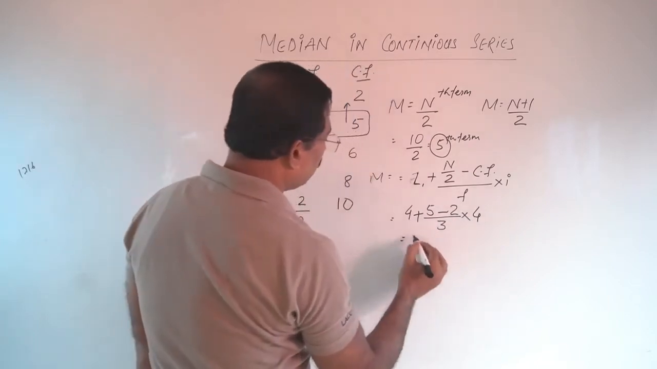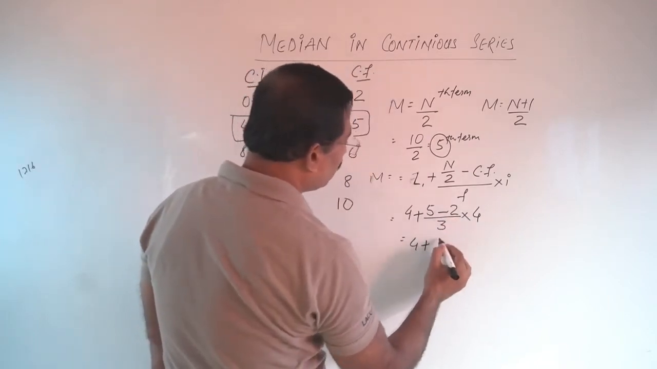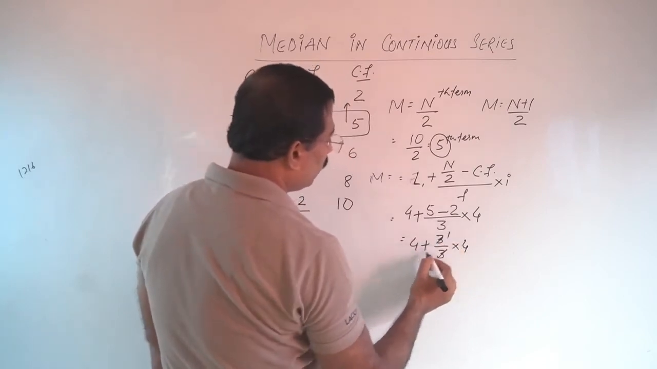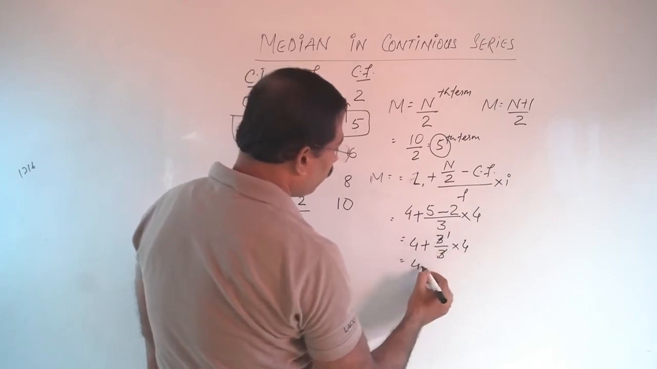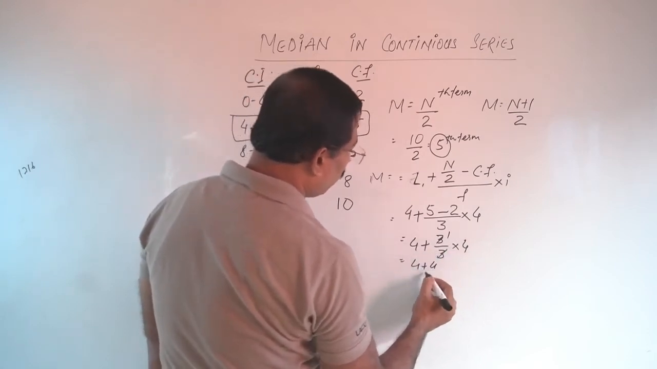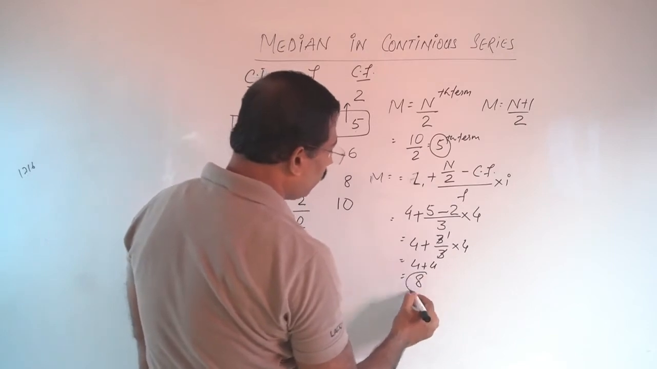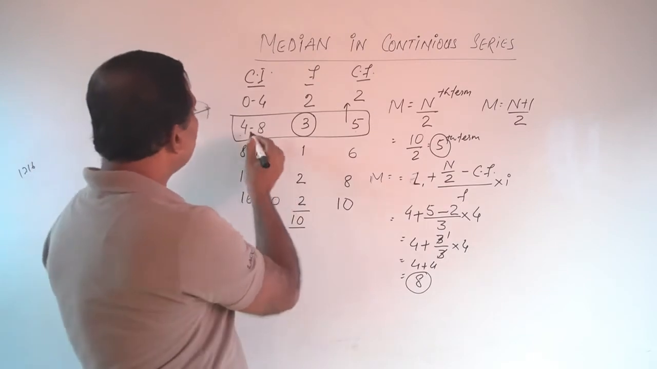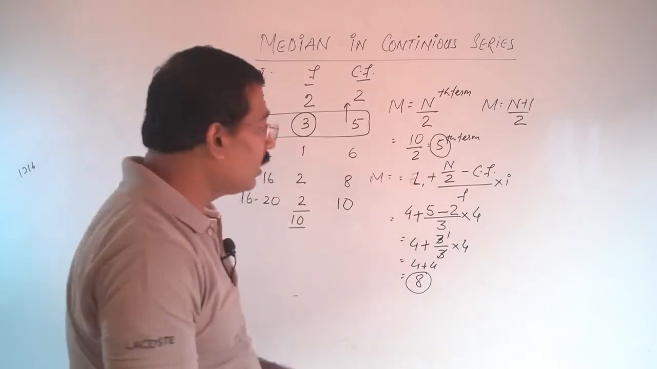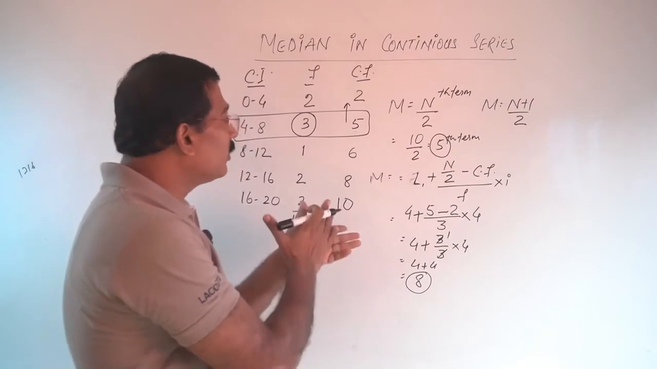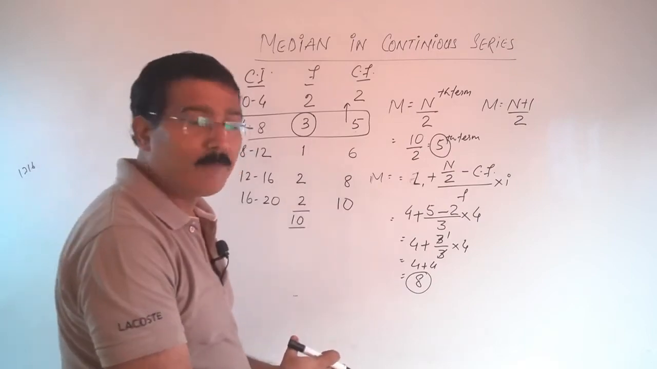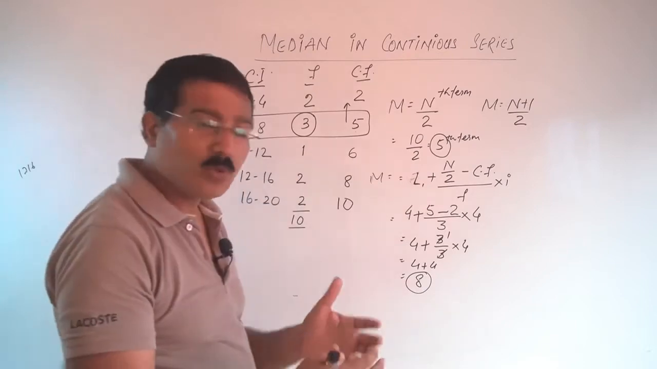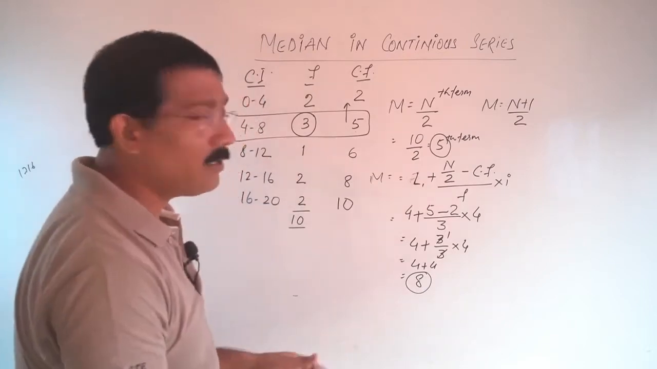Now calculate: 4 plus (5 minus 2) will be 3, then 3 into 4. 3 ones are 3 and 4, plus 1 fours are 4. So the result will be 8. If the answer comes less than 4 or more than 8, it means there is some discrepancy or something incorrect. Clear? If the answer is between 4 and 8, this is the correct answer. Very clear? Okay.